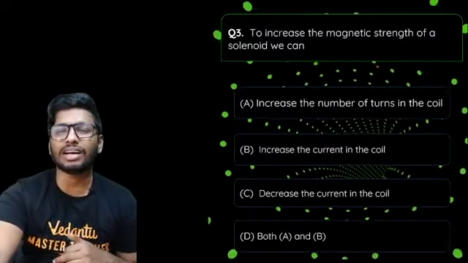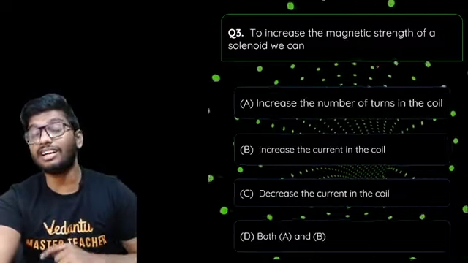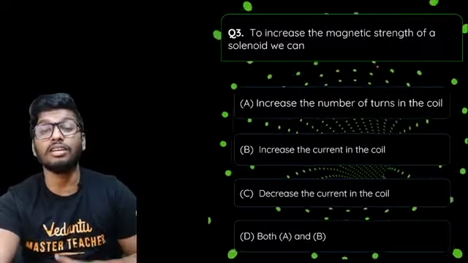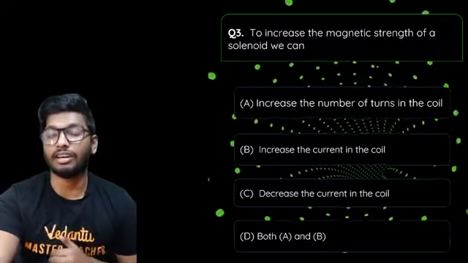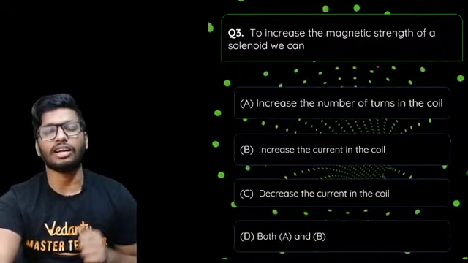Third question: to increase the magnetic strength of a solenoid, we can increase the number of turns in the coil, increase the current in the conductor, decrease the current in the conductor, or both A and B. That is, increase the number of turns in the coil and increase the current in the coil. The answer to this question, guys, I haven't told you this, but yes, the right answer is option number D.